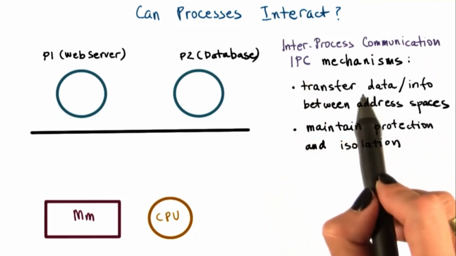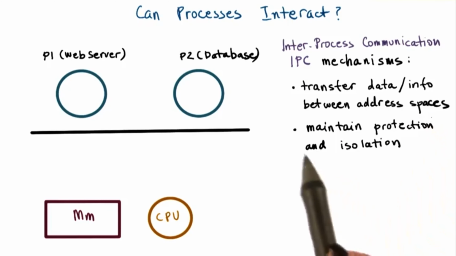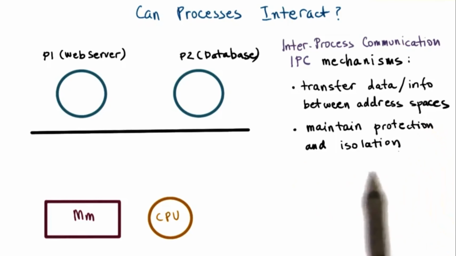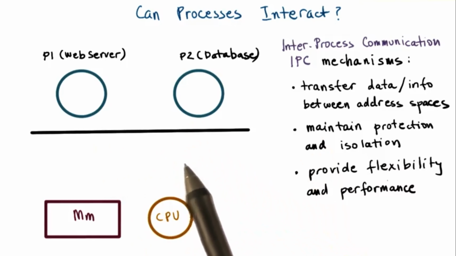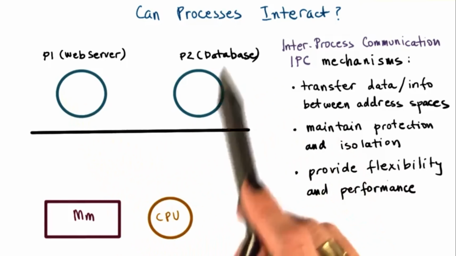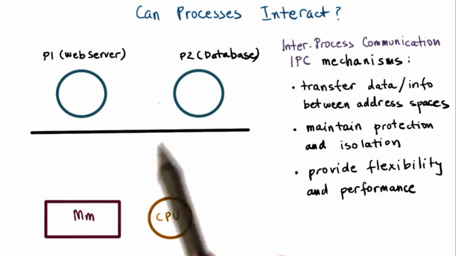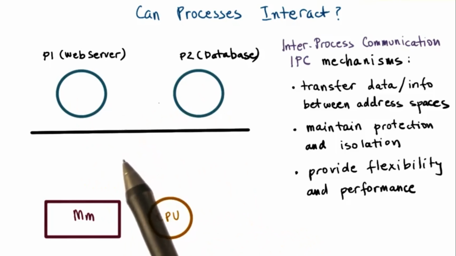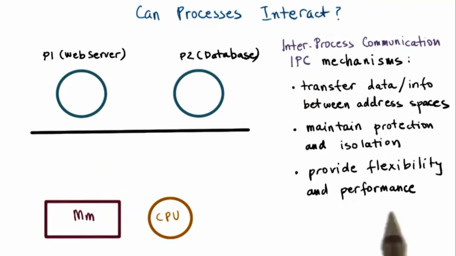The IPC mechanisms help transfer data and information from one address space to another while continuing to maintain the protection and isolation that operating systems are trying to enforce. Also, different types of interactions between processes may exhibit different properties: periodic data exchanges, a continuous stream of data flowing between the processes, or coordinated updates to some shared single piece of information. Because of all these differences, IPC mechanisms need to provide flexibility as well as, clearly, performance.